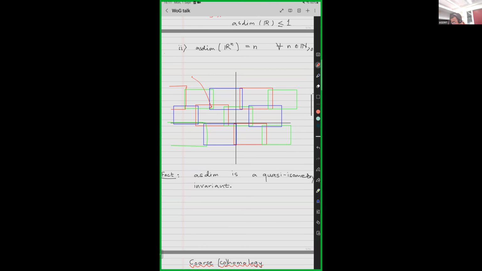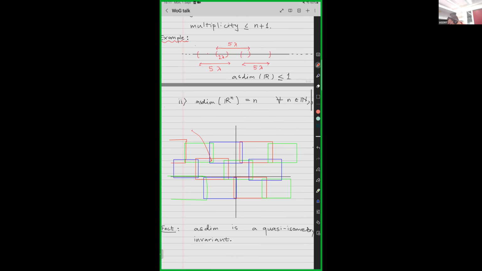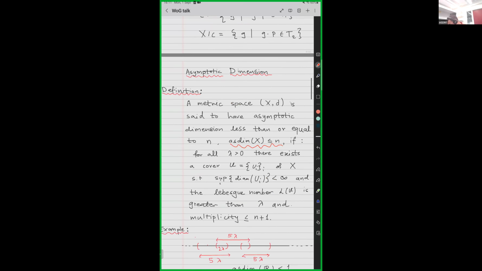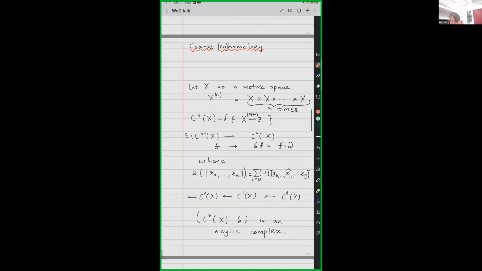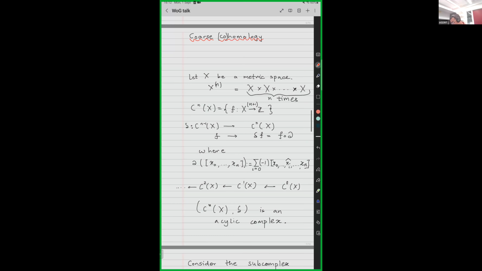And asymptotic dimension is a quasi-isometry invariant. So if two metric spaces are quasi-isometric, they have the same asymptotic dimension, right? The next thing I want to introduce is another quasi-isometry invariant. It's a cohomology theory, but there's no need to be scared by this, because the definition is fairly straightforward, right?